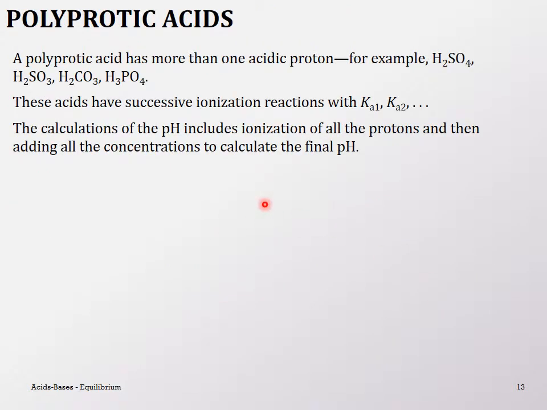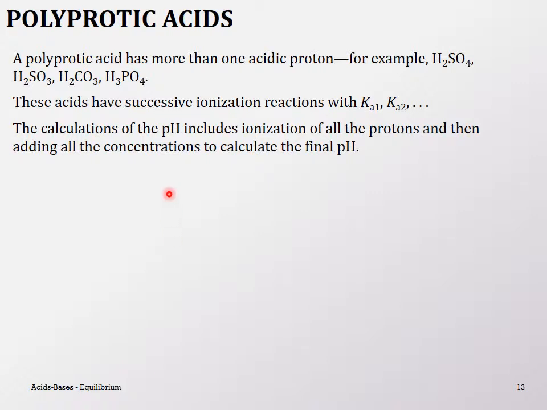Polyprotic acids. Now, polyprotic acids are slightly different because they give you more than one ionization. For example, sulfuric acid, sulfurous acid, carbonic acid, and all of those will have more than one ionization. Sulfuric acid will ionize once to give hydrogen sulfate ion, and then the hydrogen sulfate ion will ionize to give you sulfate ion. Usually, the first ionization is complete. The second one and the third one are not complete, so they will have ionization constants as in Ka1, Ka2, and so on and so forth.